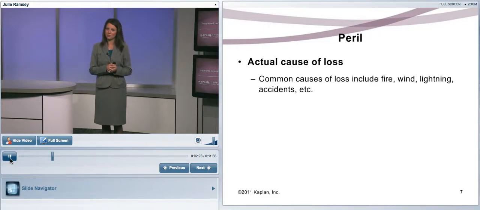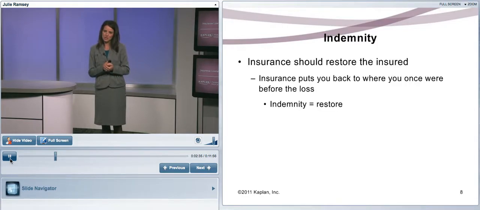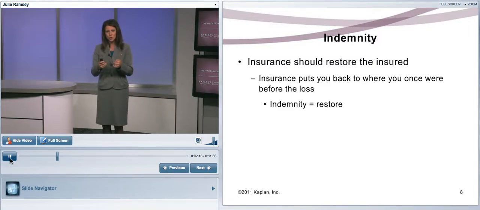What is a peril? Well, a peril is the cause of loss, like fire, wind, lightning, whatever. Let's say that your house burns down to the ground. What's the peril? What's the cause of loss? Fire. What is indemnity? This is important because insurance restores the insured. It never makes you rich. It puts you back to where you were before the loss occurred. So indemnity means to restore or to make whole.